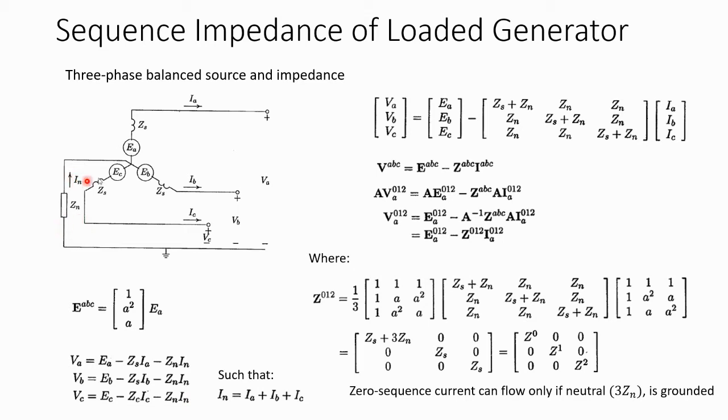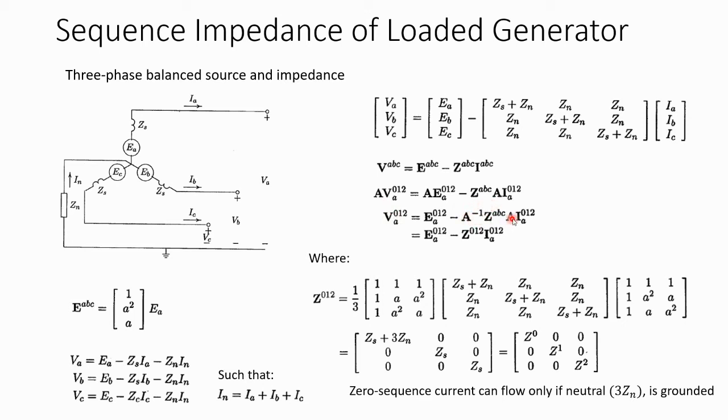And notice also that IN is equal to IA plus IB plus IC, and we can substitute this inside, rearrange the equation, and put them into matrix form, and they will look like this. And rewrite this in the compact manner, they will look like this. And we can convert this into the symmetrical component form by multiplying the A matrix like this. And then we can rearrange the equation by multiplying A inverse on both sides of the equation to eliminate the A, and then it will look like this.